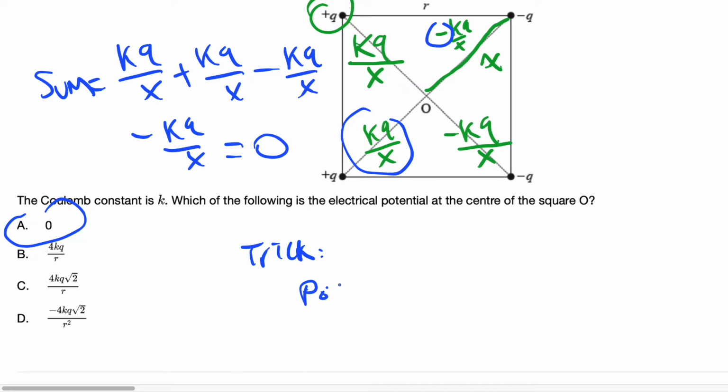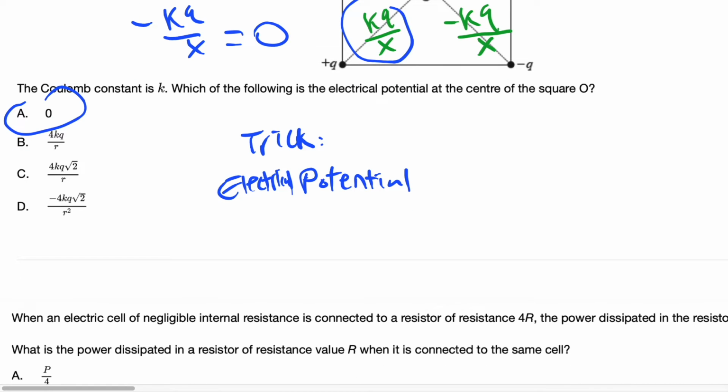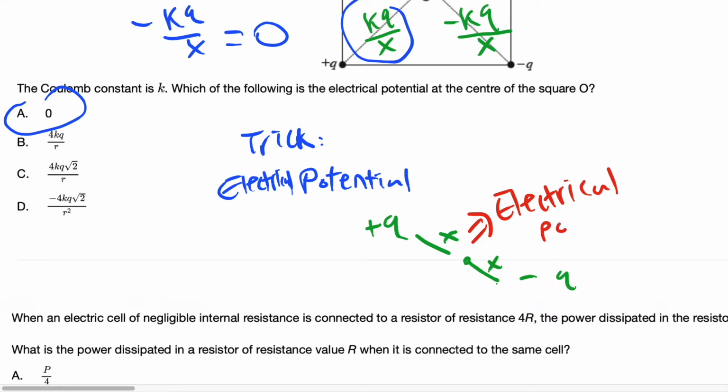Right? When you see potential or electric potential, if you have a positive charge here and negative charge here, and they're equal distance, you should immediately know the electric potential is equal to 0 because they cancel out by the positive and negative charge.